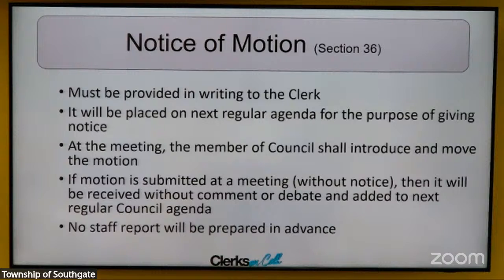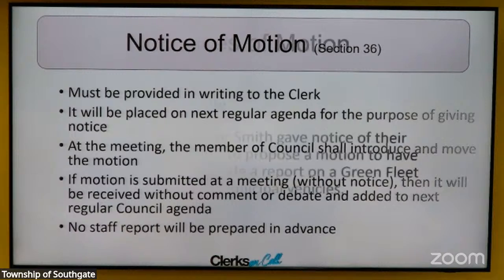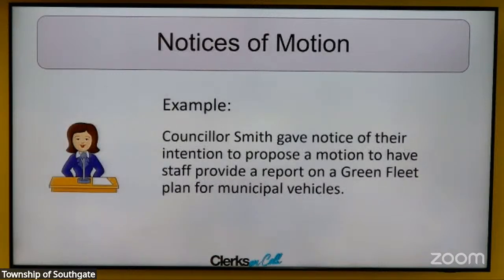We also want to point out that while not recommended, if there's a critical deadline, council can always suspend the rules of procedure to allow the notice of motion to be introduced and debated at the same meeting with a 2/3 vote. So here's an example. Councillor Smith gave notice of their intention to propose a motion to have staff provide a report on a green fleet plan for municipal vehicles.